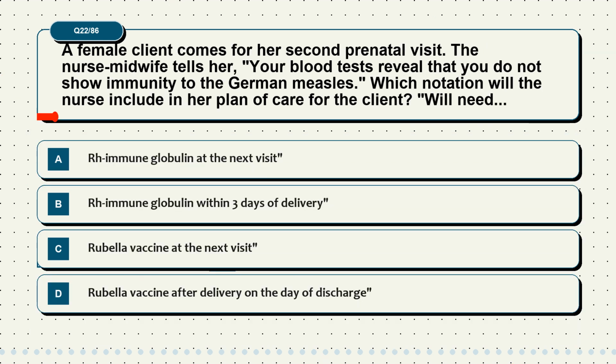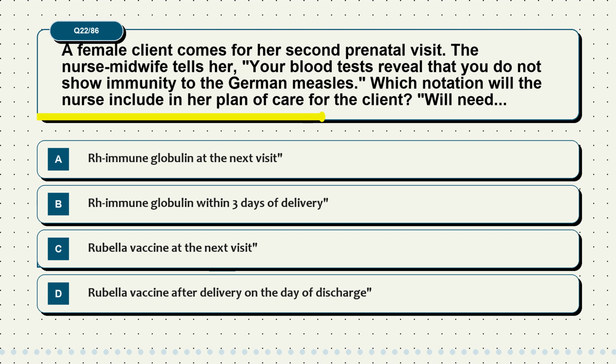Question 22. A female client comes for her second prenatal visit. The nurse midwife tells her, "Your blood tests reveal that you do not show immunity to the German measles." Which notation will the nurse include in her plan of care for the client? Here are the options.